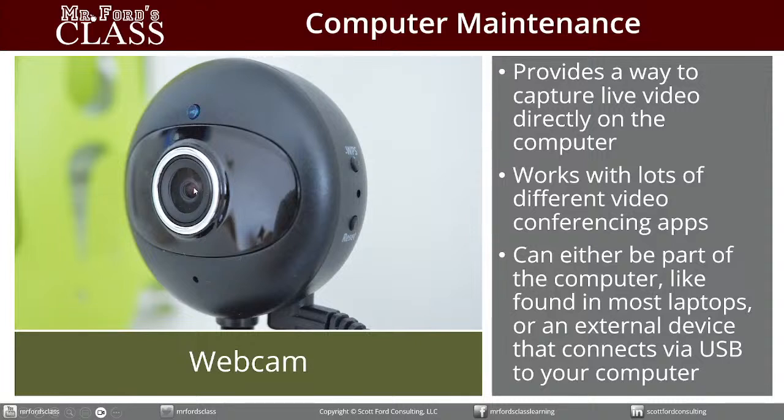Webcams can either be part of the computer, which is what I'm using, or they can be an external device, usually costing more money, that will also give you better resolution, better picture, and more options.